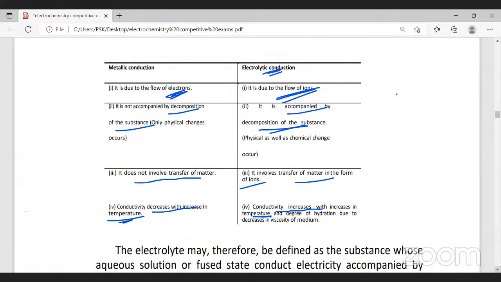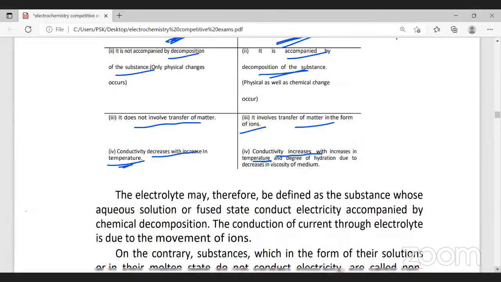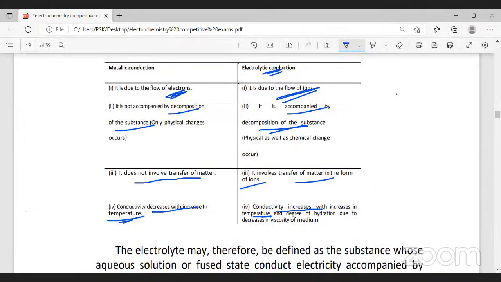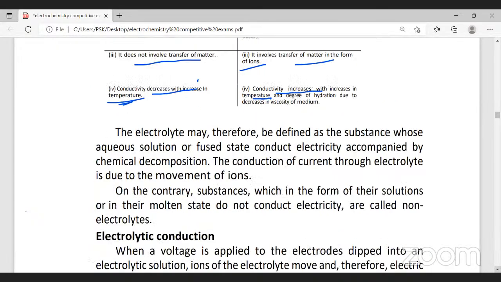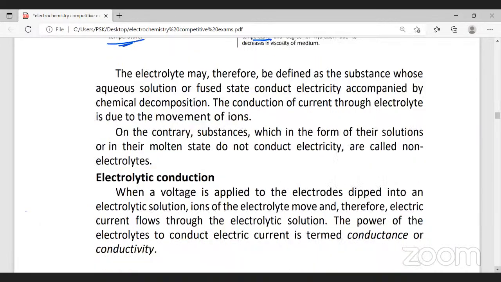All right. These are the differences between metallic conductor and electrolytic conductor. You should remember, in metallic conductor, charge carriers are electrons. Here, the charge carrier is ions. No decomposition will take place in metal. Here, decomposition will be there in electrolytes. No matter transfer will be in metals, and in electrolytic conductors matter transfer will be there. Likewise, conductivity decreases on increasing the temperature in metals. In case of electrolytic conductor, conductivity will increase on increase in temperature.